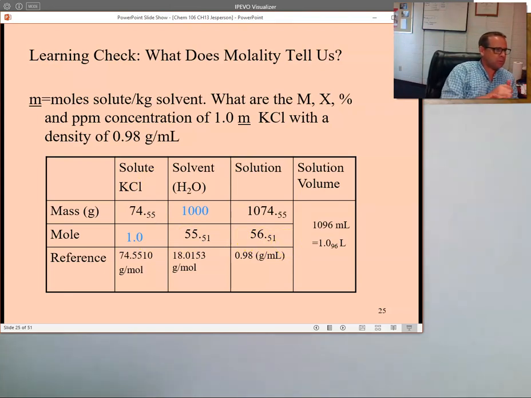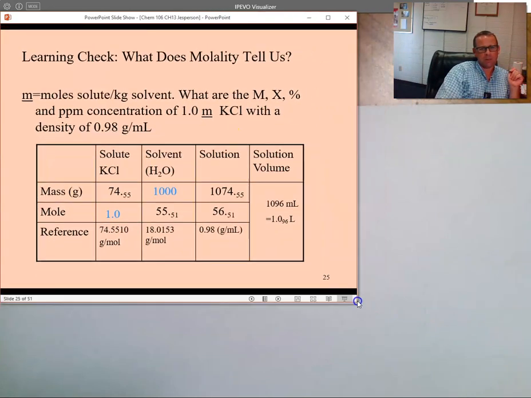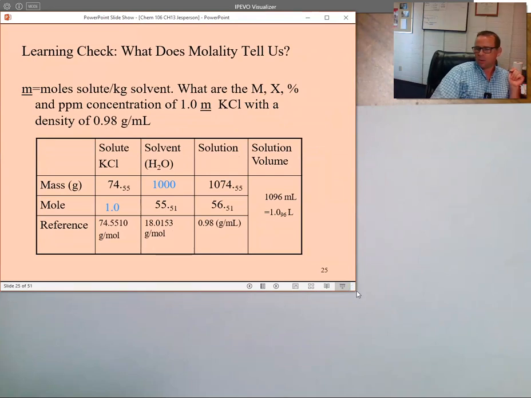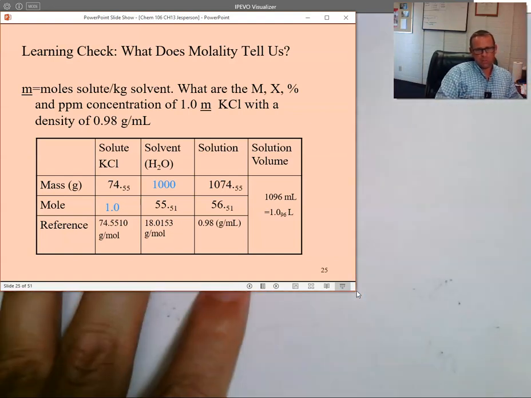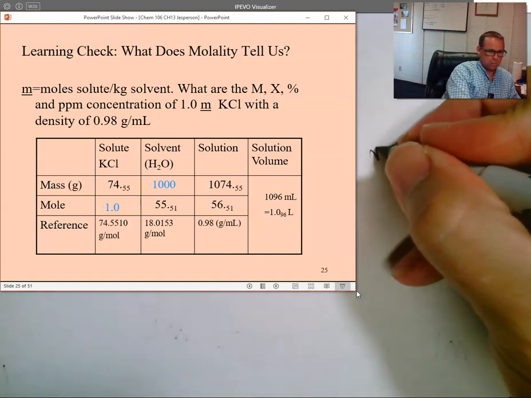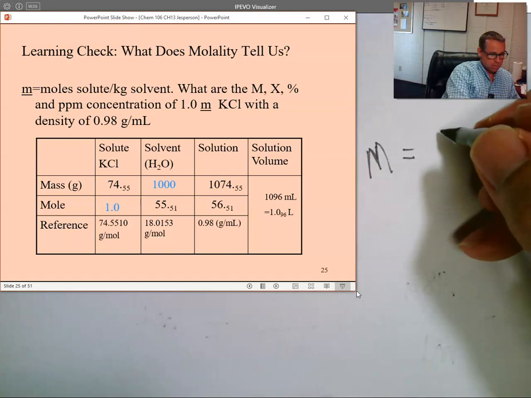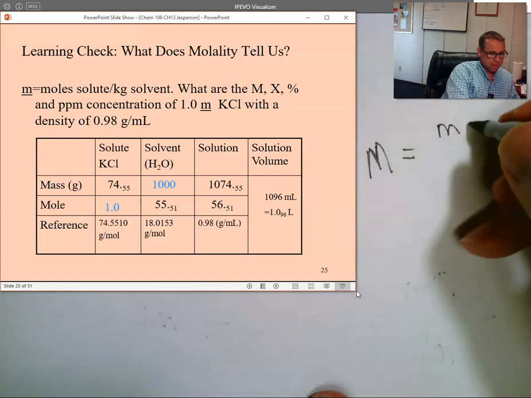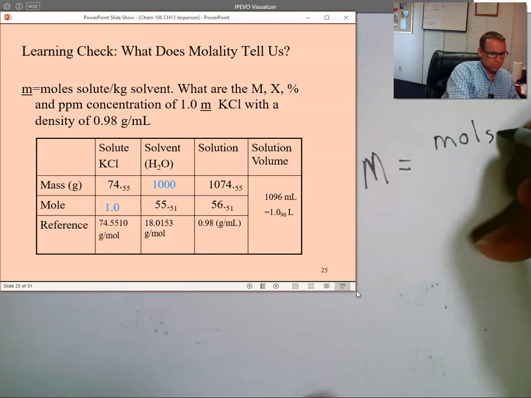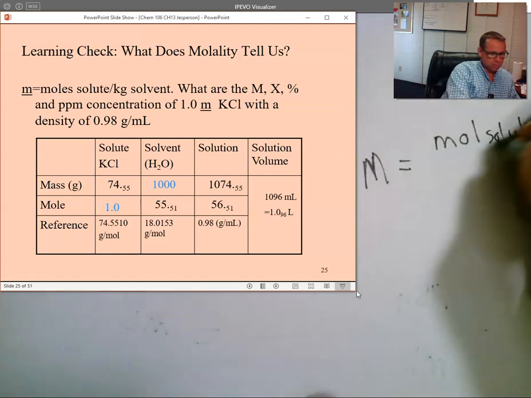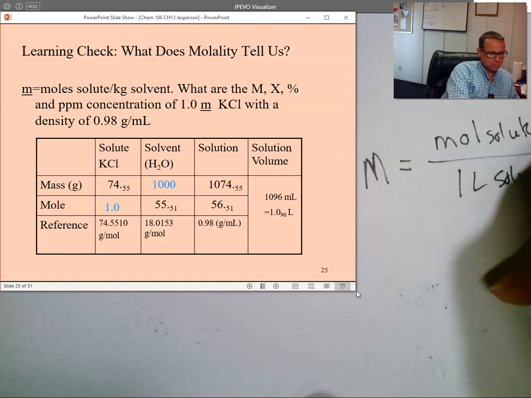All right, Camille, why don't you tell us what the molarity of the solution is? We were told the molality was 1, and now we're going to solve for the molarity. Molarity is grams per liter, correct? No. What does molarity mean? Big M. I thought it was moles per liter. Yeah, moles of solute for every liter of solution.